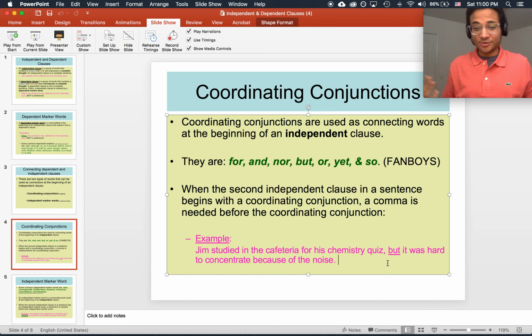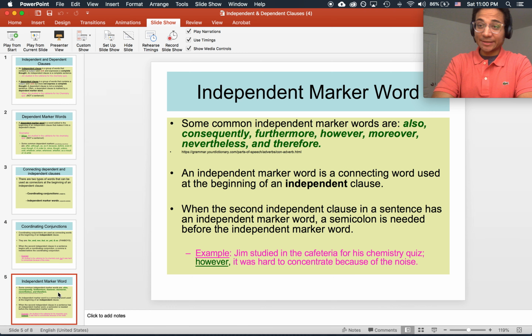Okay. Jim studied in the cafeteria for his chemistry quiz, comma, but it was hard to concentrate because of the noise. You can also say Jim studied in the cafeteria for his chemistry quiz, comma, yet it was hard to concentrate because of the noise. Either way, you'll still be creating a complex sentence.